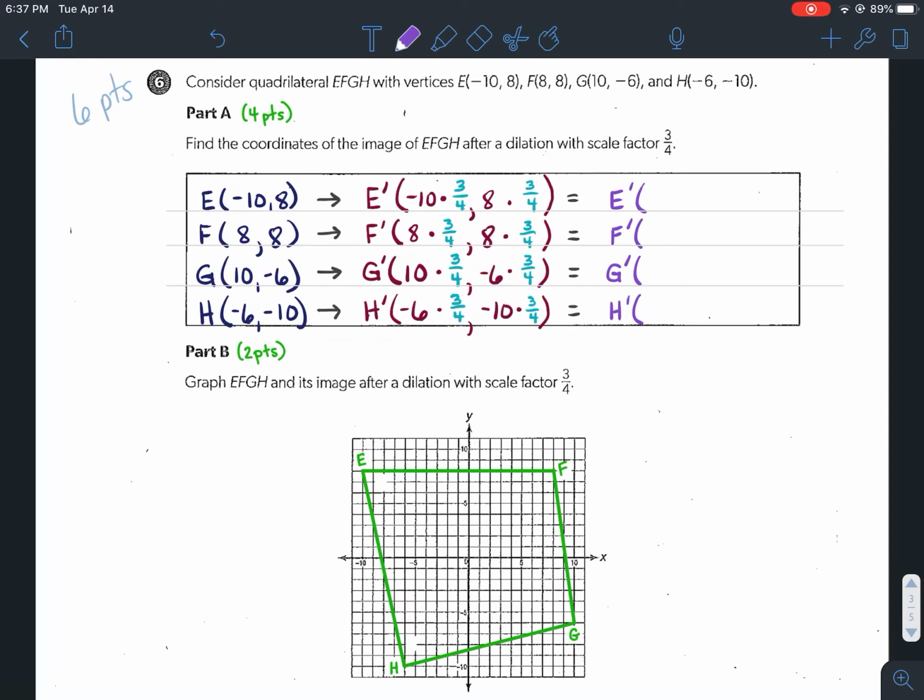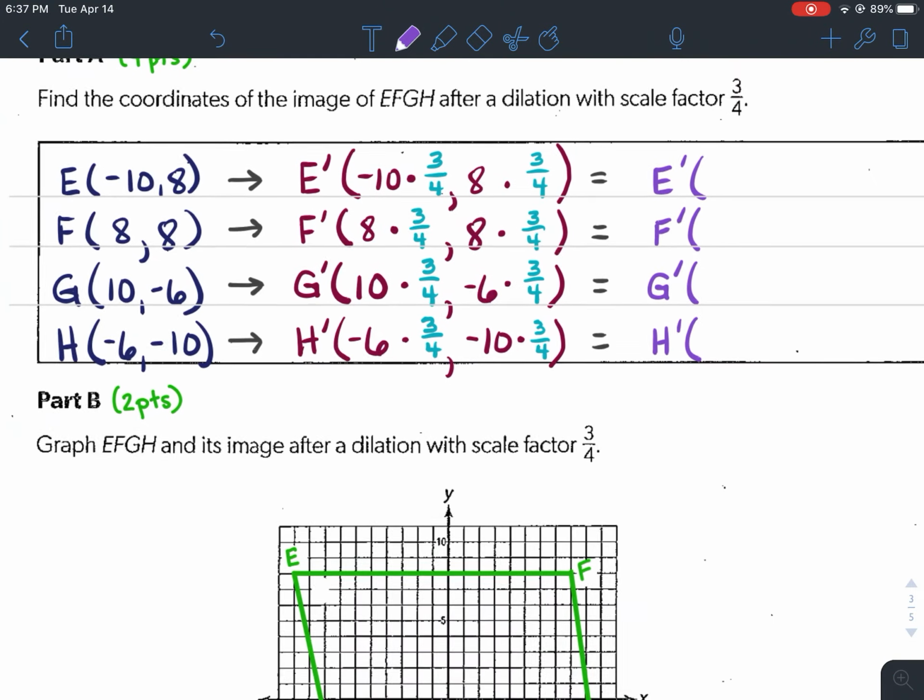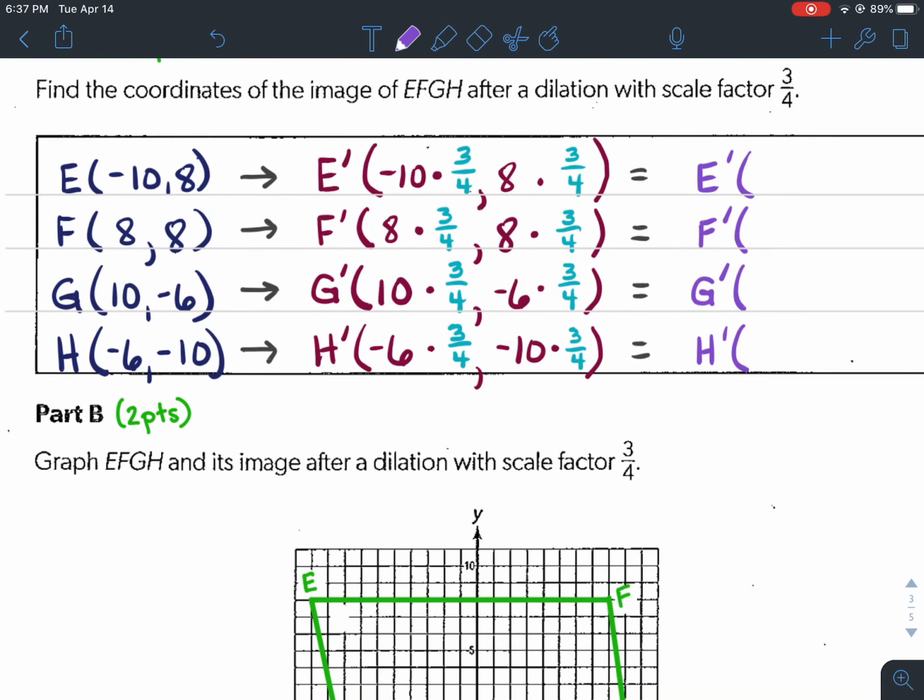Part A is going to be worth 4 points. E prime is worth a point, F prime is worth a point, and G prime and H prime are each worth 1 point. Now, I kind of cheated. I already got a little head start on the work you're going to need to show. So right now, go ahead, pause your video, and get all of that written down.